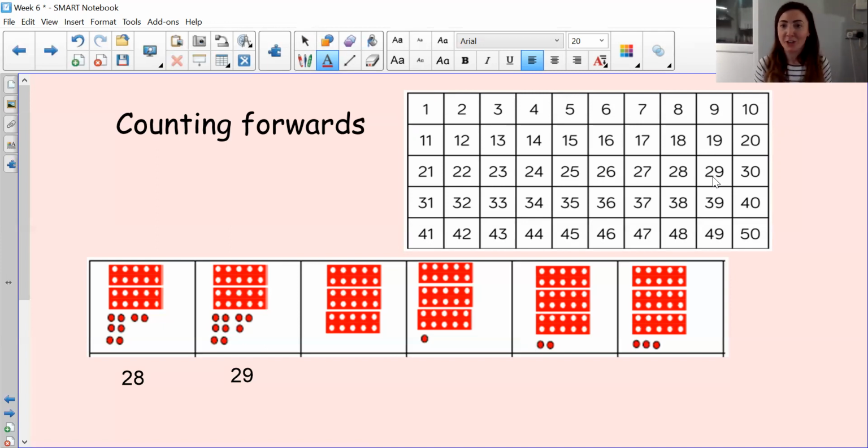So what I'd like you to do is pause the screen here to work out what the next 4 numbers are going to be when we're counting forwards. Remember to check the representation by counting, using your counting in 10 skills and counting on, and also using your 100 square to check. Okay, so pause here.